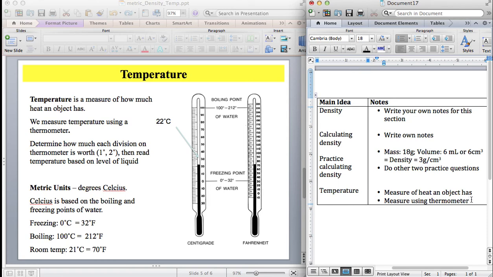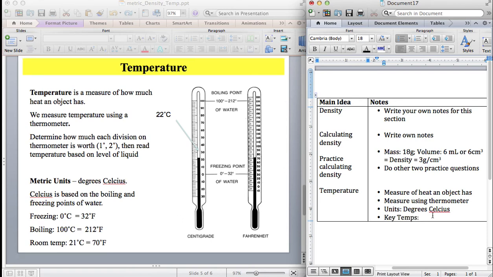Some important metric temperatures. Our units are degrees Celsius. In Celsius, you have to know a couple of key temperatures. Celsius degrees are defined based on the boiling and freezing points of water. The freezing point of water is 0 degrees Celsius.